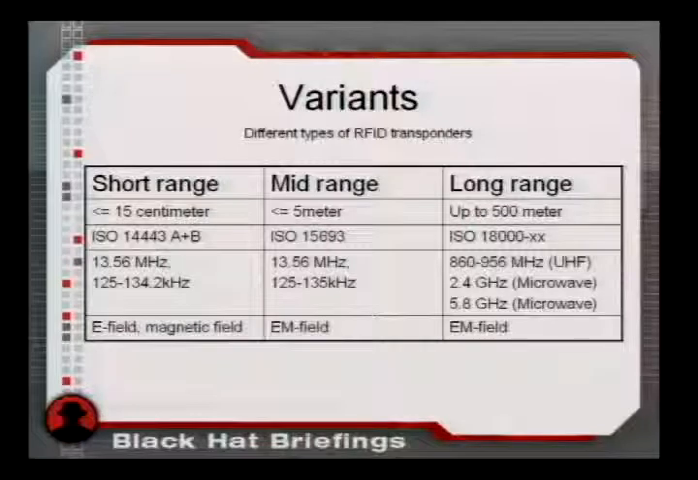So there are different types of RFID. We sort them depending on the read distance. We have short range RFID solutions, for instance, ISO 14443 A and B. It's operating on 13.56 megahertz, or the low frequency stuff like you implant in your cat or the Verichip, at 125 to 143 kilohertz. And it's using the electric and the magnetic field for exchanging the information.